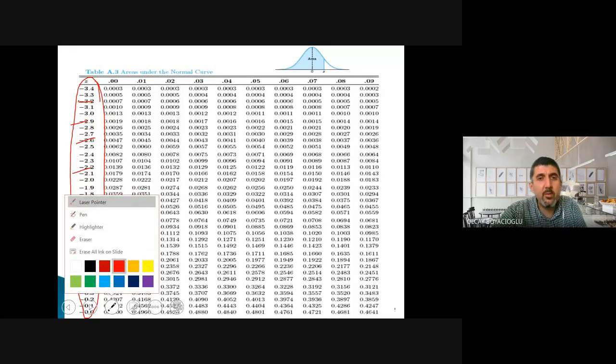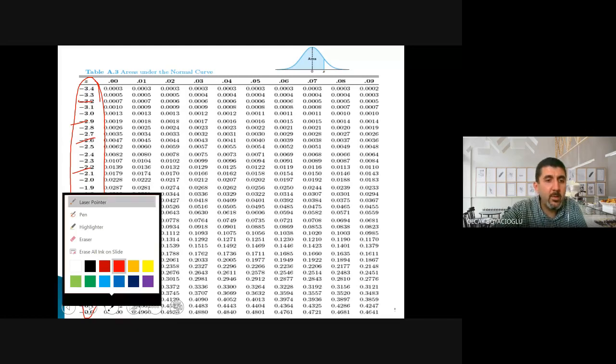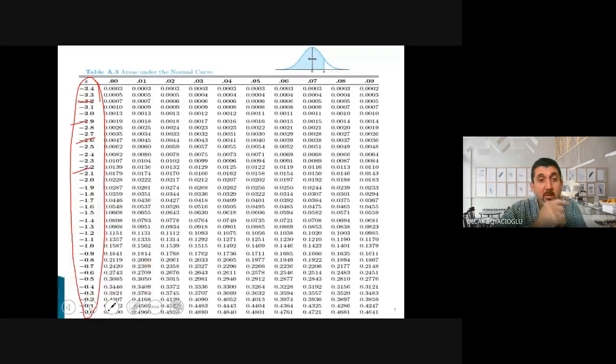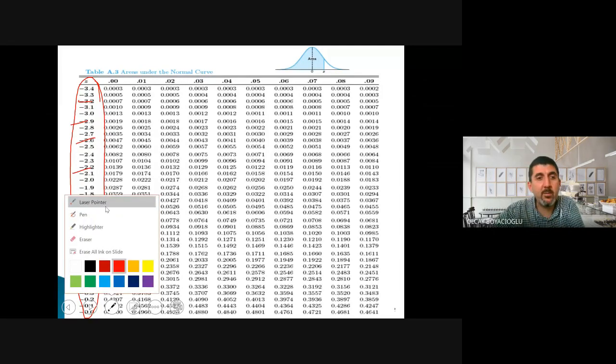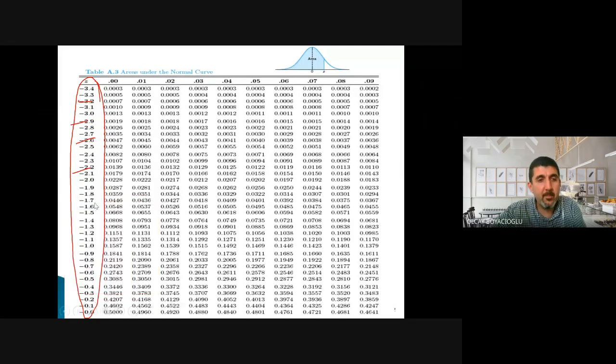Where's my laser pointer? I want my laser pointer. Okay, looks like it's not working. I'm afraid my computer might crash. I hope it doesn't happen that way. Anyway, I cannot get the laser pointer for now.